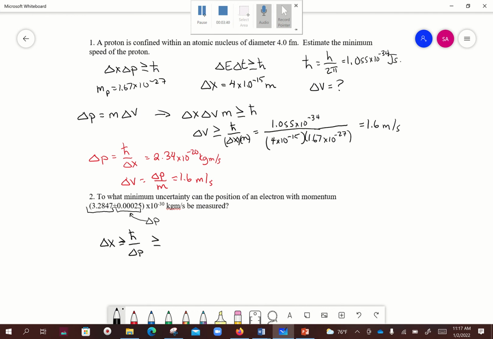So it's going to be greater than or equal to 1.055 times 10 to the minus 34 divided by delta p, which is 0.00025 times 10 to the minus 30, and I get 4.2 meters. So that's actually pretty big, right? That's probably about as wide as the room that you're sitting in. So that's the minimum uncertainty. You can only locate the electron to within about the size of a room if you know its momentum so accurately.